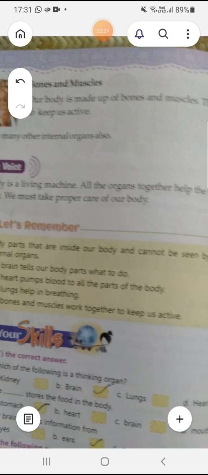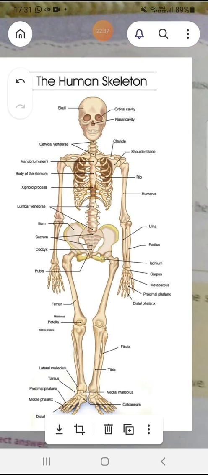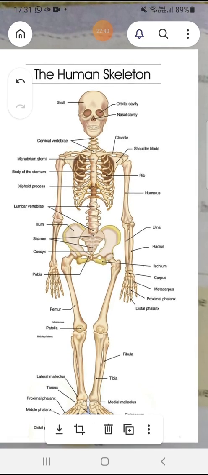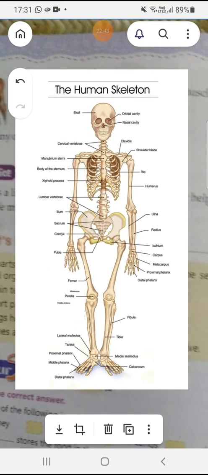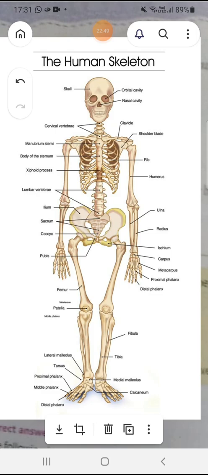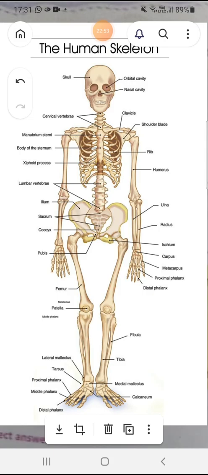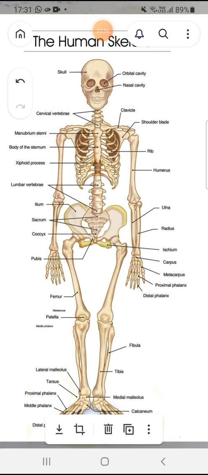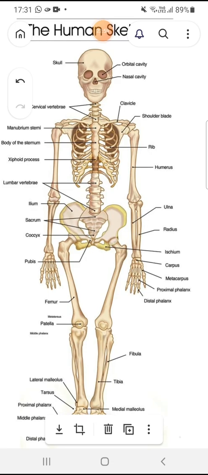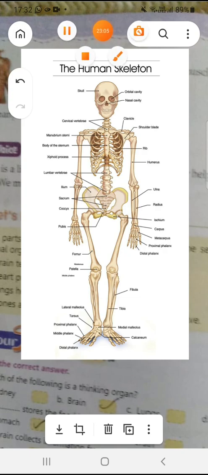So let us see, students, inside our body, the body looks like this. These are the bones of our body, without muscles. If we look only at the bones, they look like this. This is the inside part of the bones of our body. See, skull, then orbital cavity, nasal cavity. All these are bones.